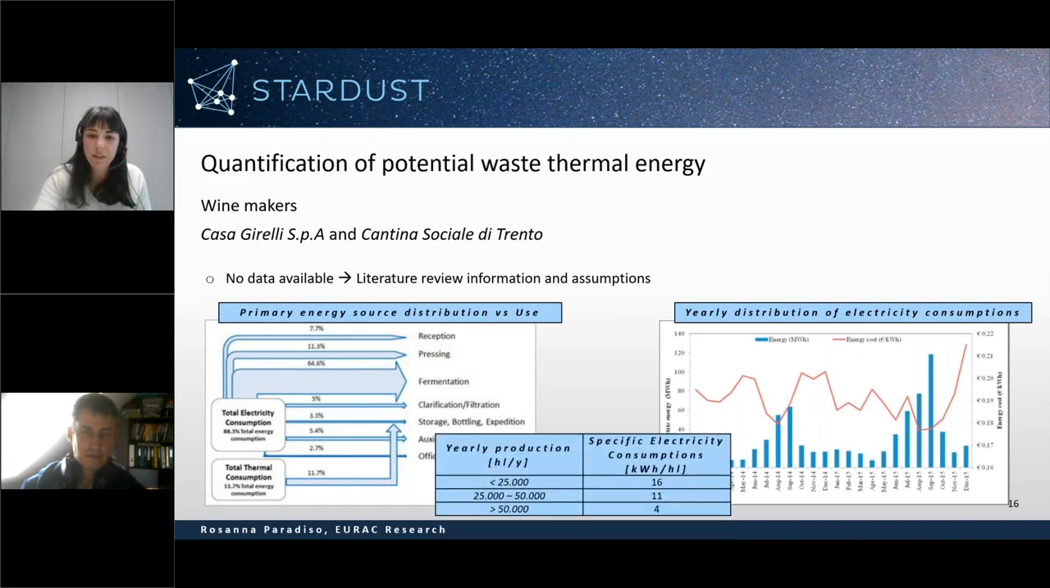Then we detected that the specific electricity consumption referred to the production varies with the yearly production, and it is decreasing when the yearly production increases. So you can see some values here.